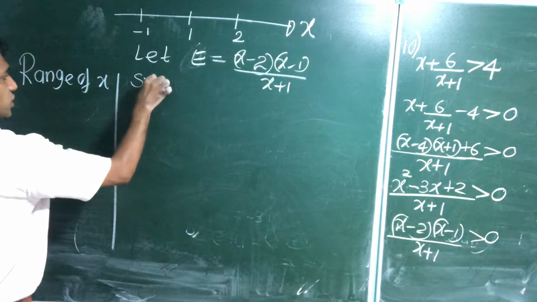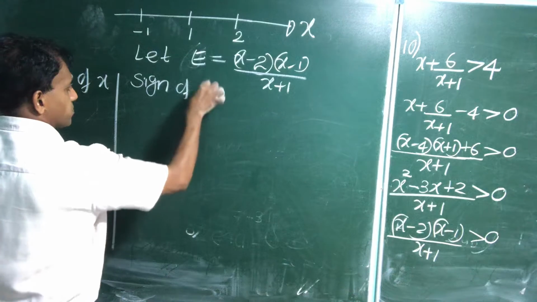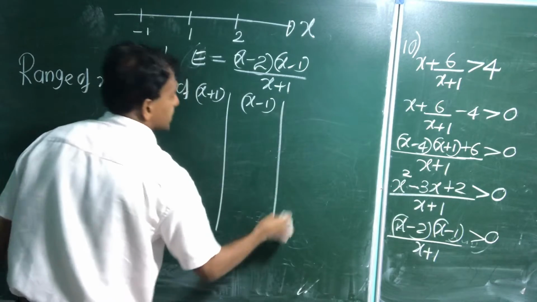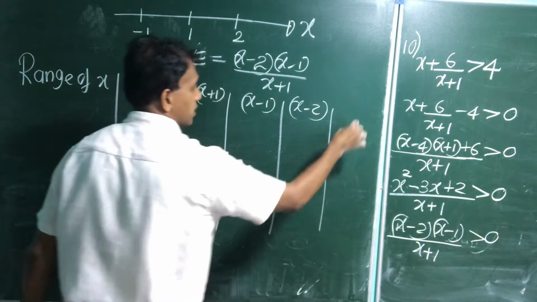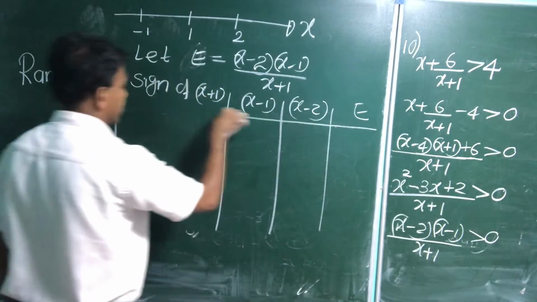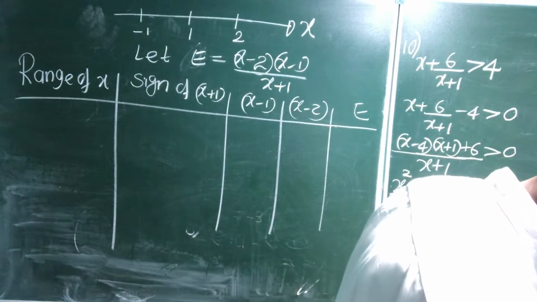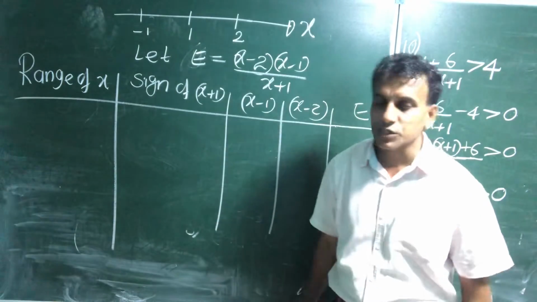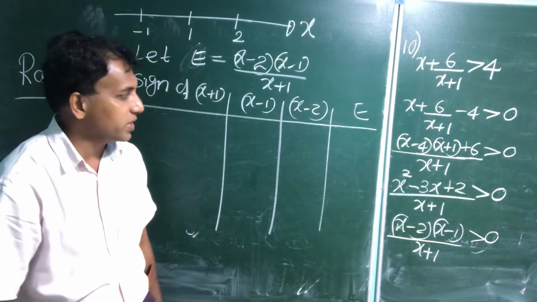The table has the sign of x + 1, the sign of x - 1, the sign of x - 2, and finally the sign of e. Sign means symbol, either plus or minus. If you understood one problem, you can manage any type, though these recent papers don't have it, but school papers do, like Vayamba papers and Royal Vishaka.